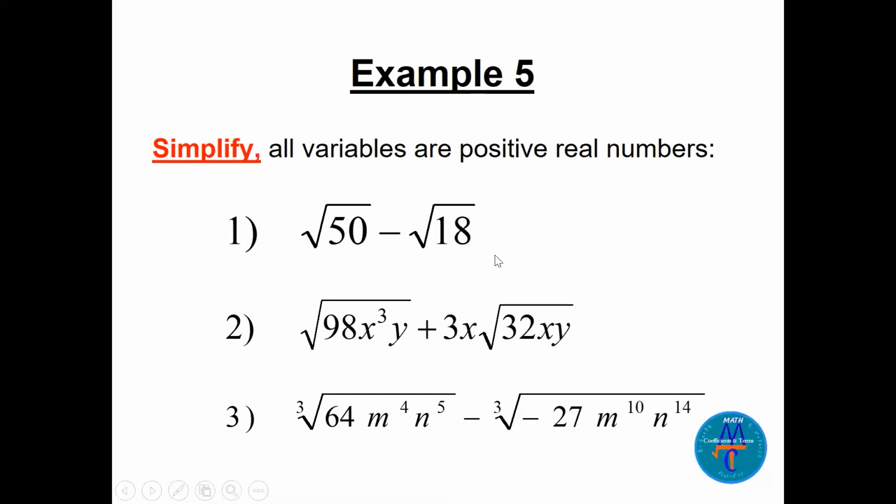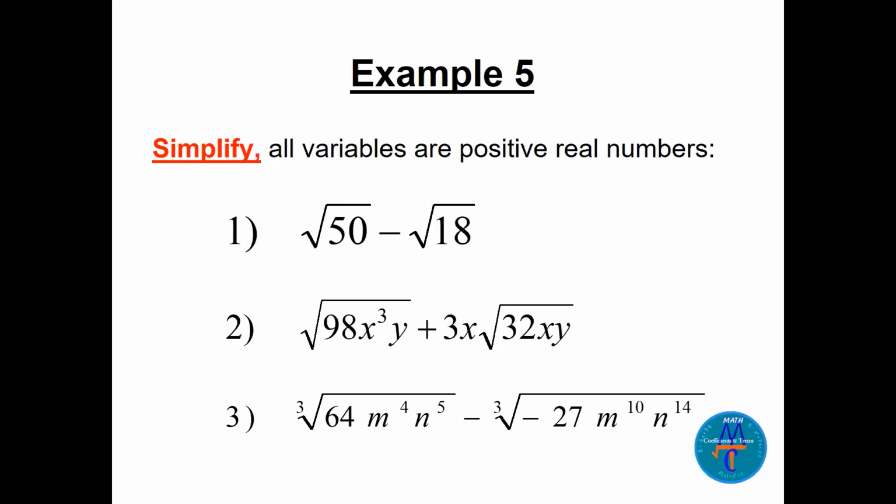Can you try number 2, please? And then we try number 3. For sure, the idea here is to simplify each term, each radical, and then see if you can add. Maybe we simplify it and we cannot add. Maybe.